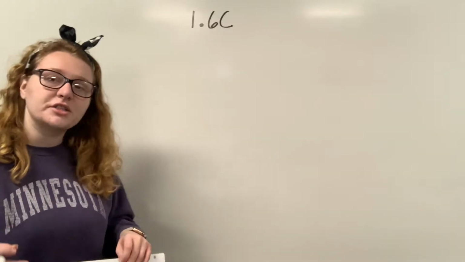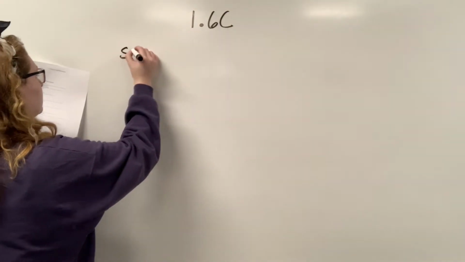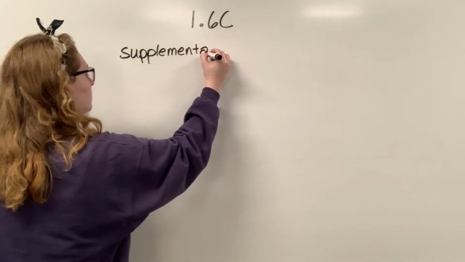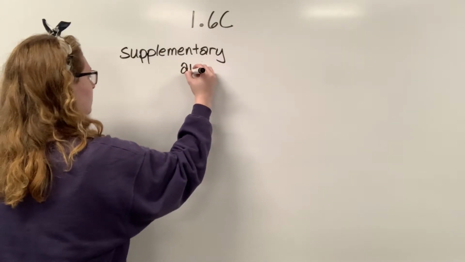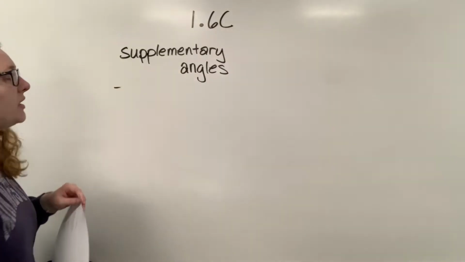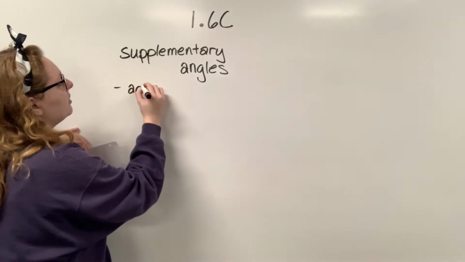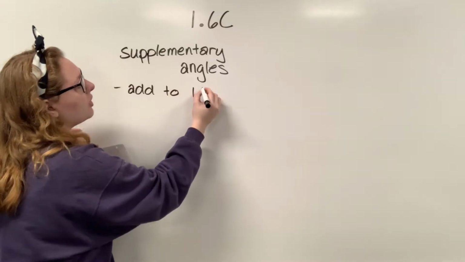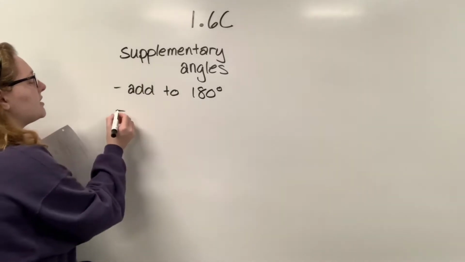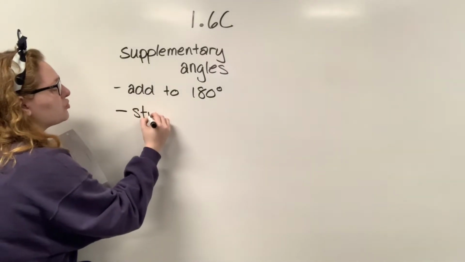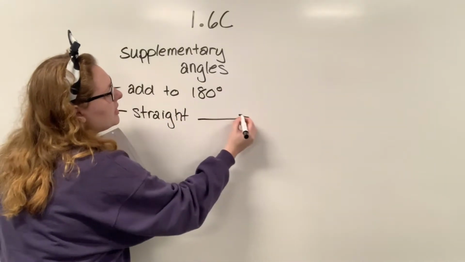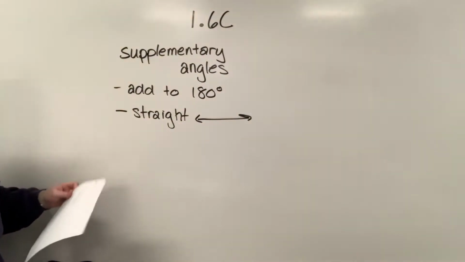Next thing that we talked about was supplementary angles. Okay? When we have supplementary angles, we know that these angles add to 180 degrees. We know that supplementary angles form a straight angle, and a straight angle is 180 degrees. It just looks like a straight line.